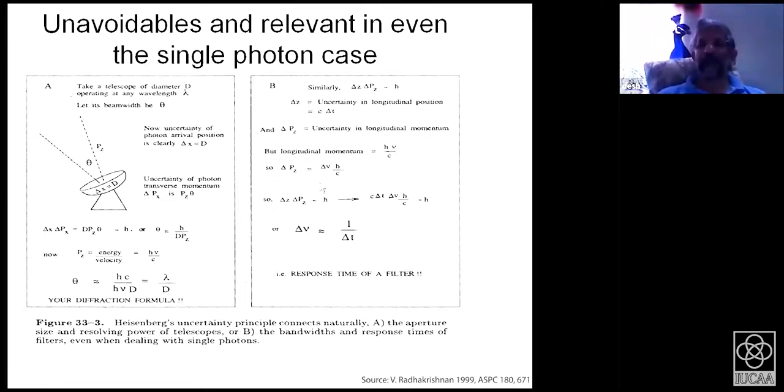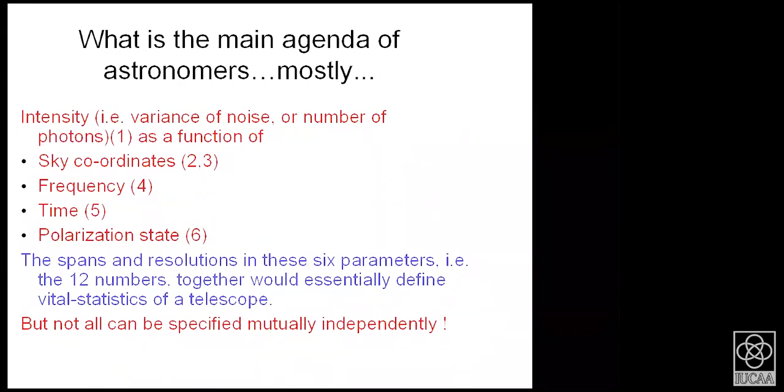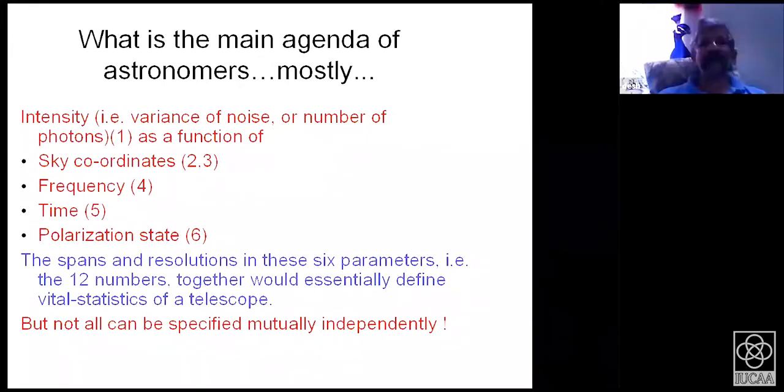And you will find, again, simple manipulation will give you another important relation of delta nu. Uncertainty in frequency is given by the length of the column that you take in units of time. This is something that you are very familiar with. I'm touching upon these to stress the points of what our basic agenda has been.